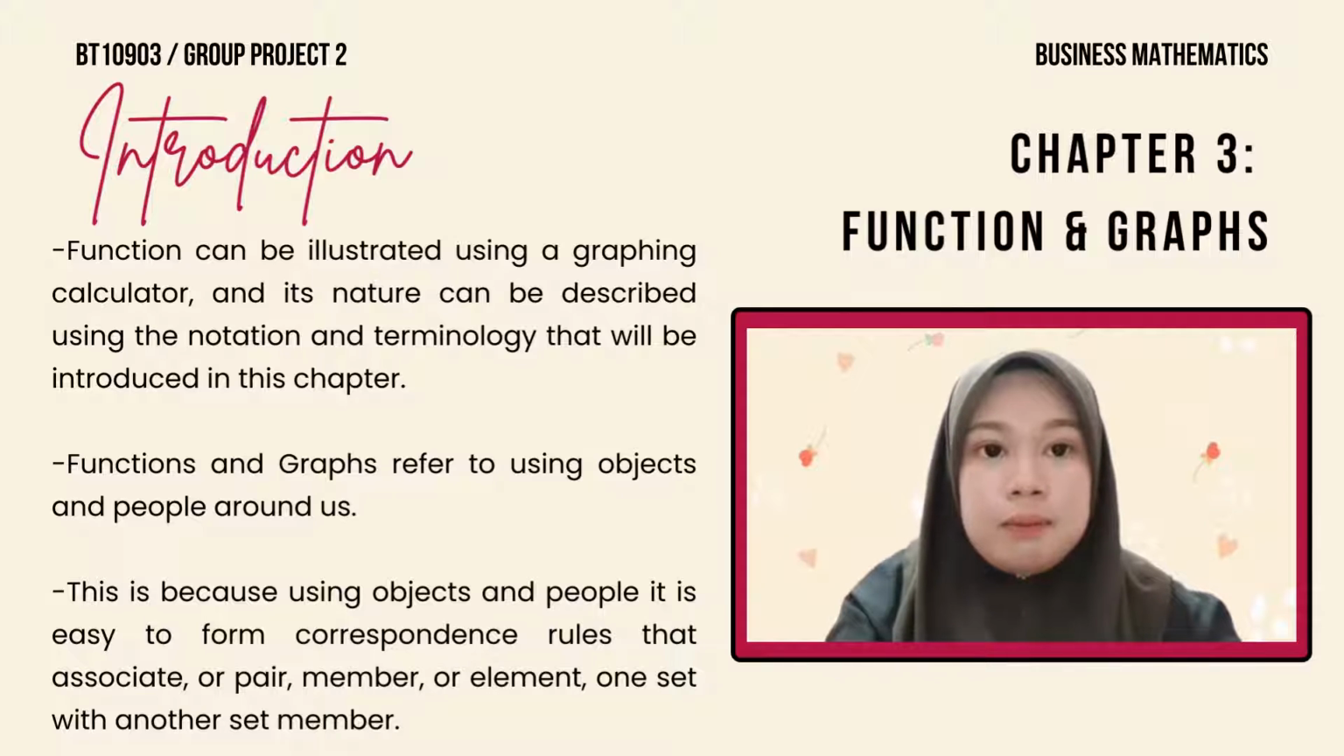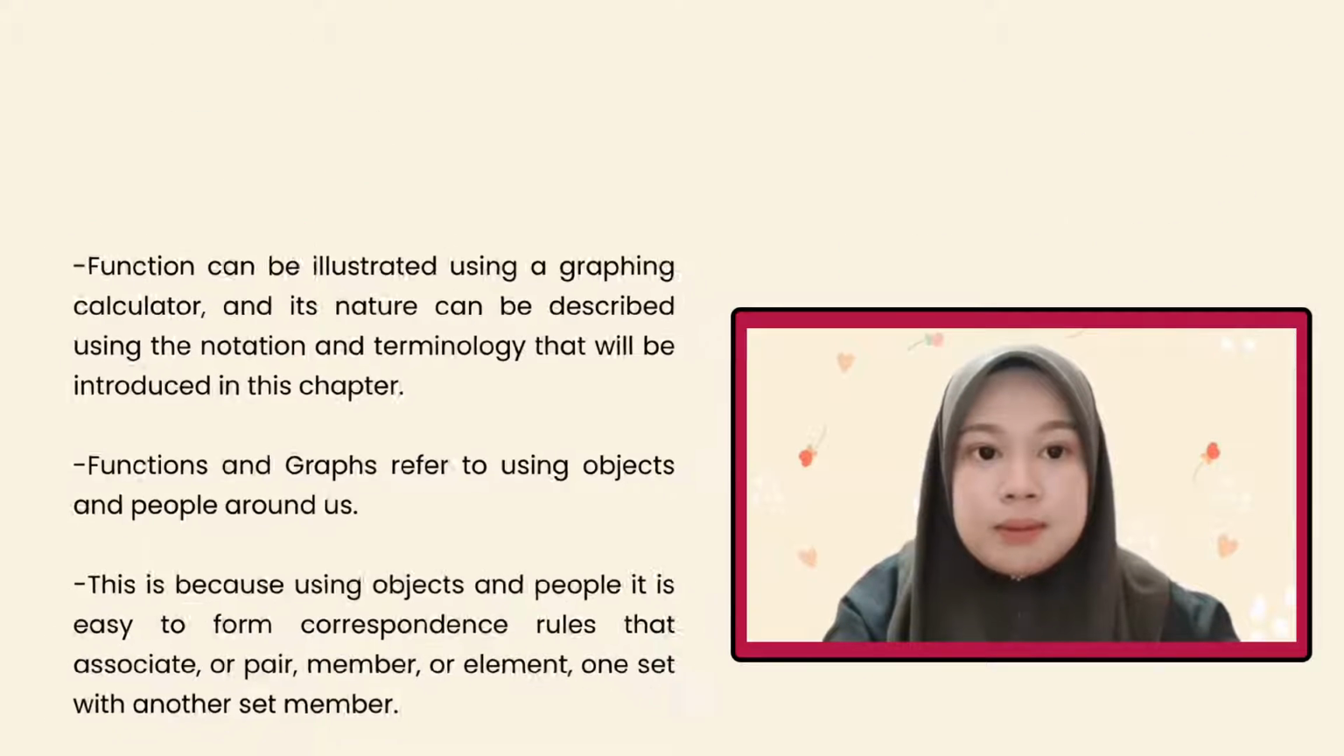Function and graph refer to the use of objects and people around us. This is because using objects and people, it is easy to form correspondence, rules that associate or pair a member or element of one set with another set member.